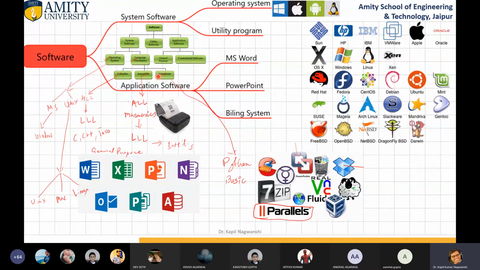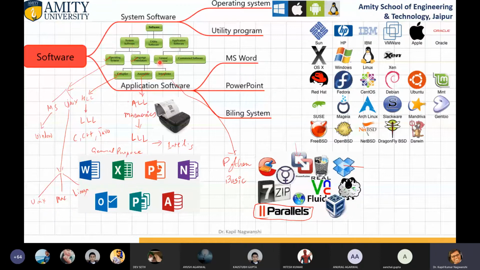BASIC was a very old language, and that language also uses an interpreter. Then come to another domain, the application domain.